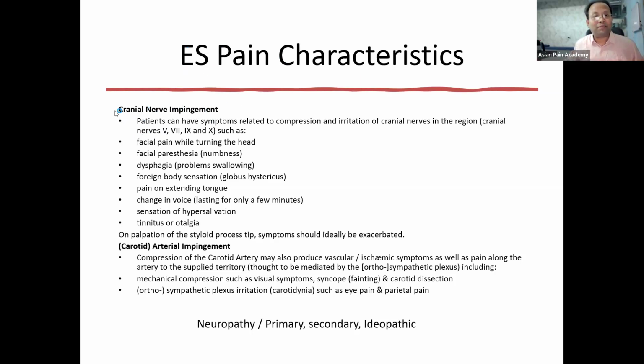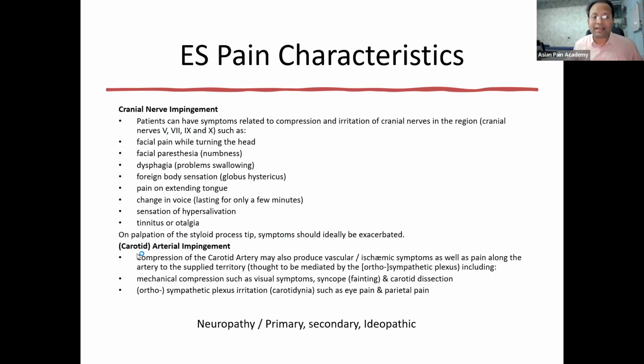So in Eagle syndrome, if a cranial nerve is impinged, then you can see that not only the glossopharyngeal area problem will occur, if there is some other, say facial paresthesia, dysphagia, swallowing problem, then foreign body sensation, globus hystericus, it is told, or pain on extending the tongue, sensation of hypersalivation, tinnitus, otalgia. So these symptoms are there. So you can think that other cranial nerves are also affected. Okay, and most of the time, if you palpate the styloid process, symptoms should increase.